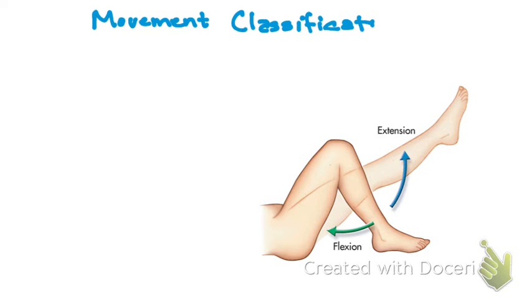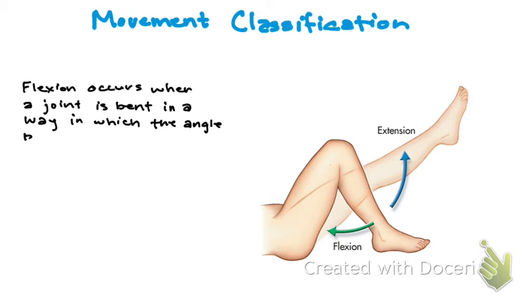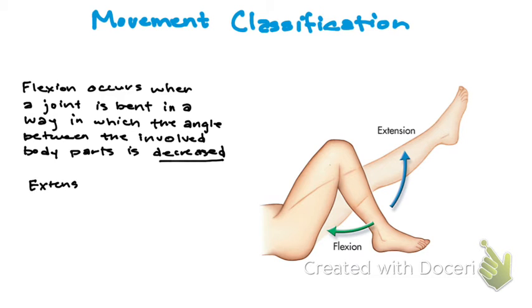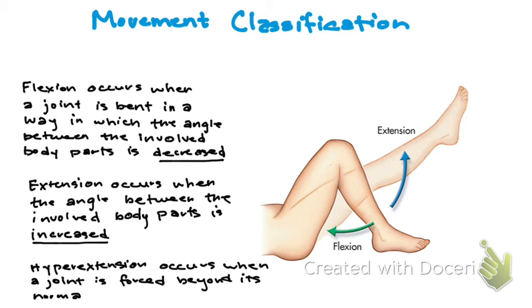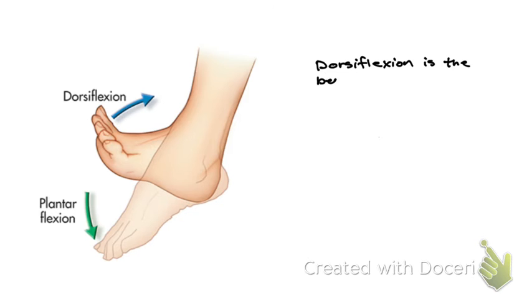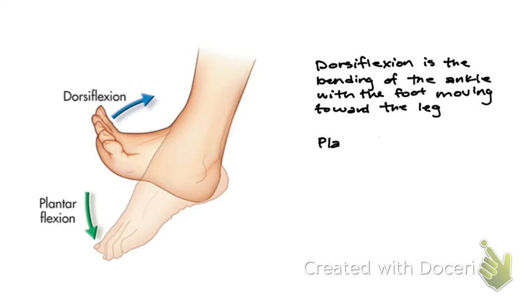Now we're going to talk about the different types of motion that can occur at a joint. Flexion occurs when a joint is bent in a way which the angle between the involved body parts is decreased. Extension occurs when the angle between the involved body parts is increased. So you see here where the joint is extended, it is at about 180 degrees. Hyperextension occurs when a joint is forced beyond its normal range of extension. Dorsiflexion is the bending of the ankle with the foot moving toward the leg. Plantar flexion is the extension of the ankle with the foot moving away from the leg.